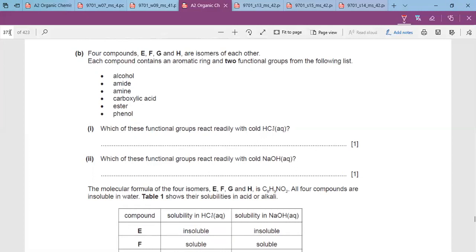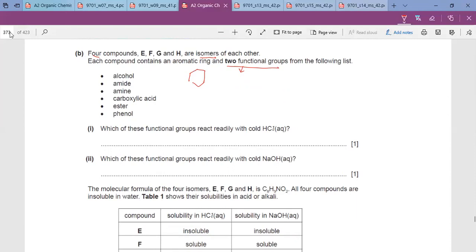4 compounds E, F, G, and H are isomers. That means they have the same molecular formula, different structural formula of each other. Each compound contains an aromatic ring. That means it must have a ring. And each of them has 2 functional groups from the following list.